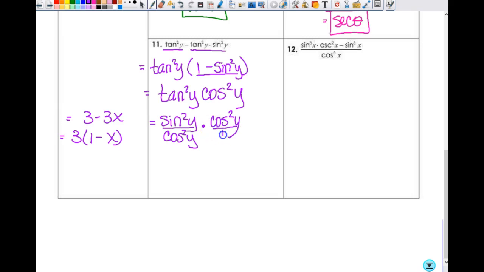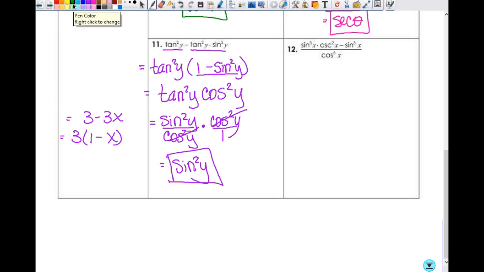Basically over 1. Yeah, I think that helps sometimes. And then what can I do? Cancel these out because it's multiplication. And we are left with sine squared y. And we're done. Okay. Everybody good so far with that? All right, so let's look at number 12.